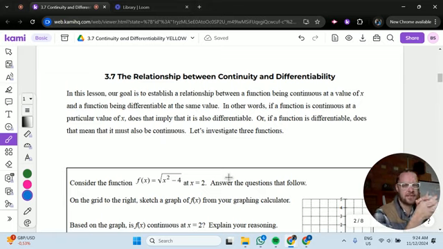All right, ladies and gents. So before, the relationship of a function being continuous at x and a function being differentiable at the same value. That's our whole goal, is to establish this. We're going to do some logic, meaning all differentiable functions are continuous, but not all continuous functions are differentiable.